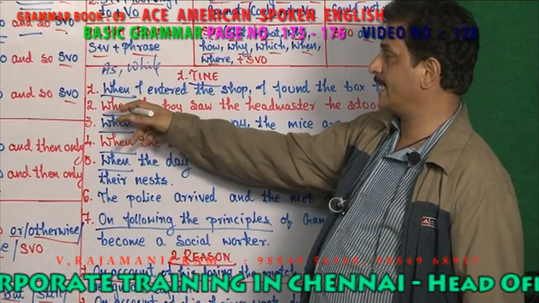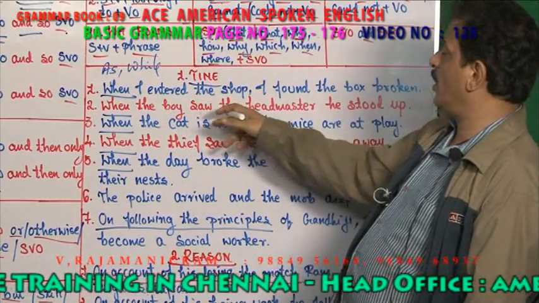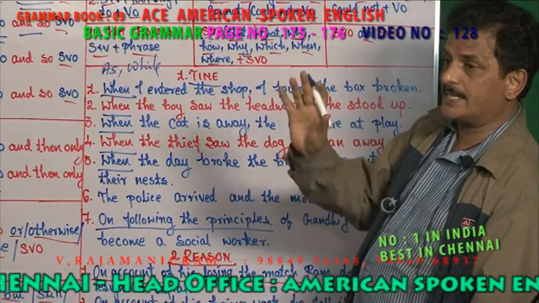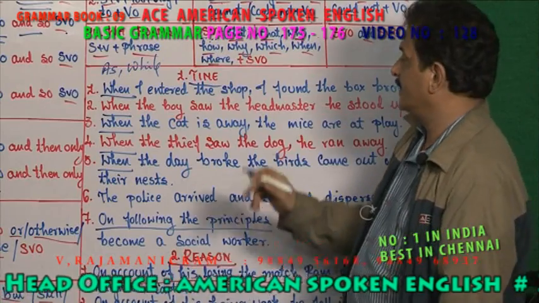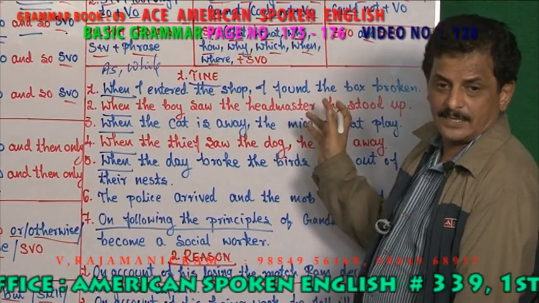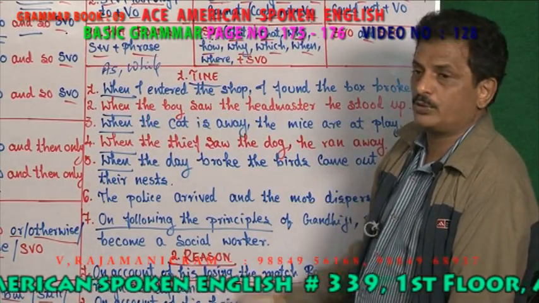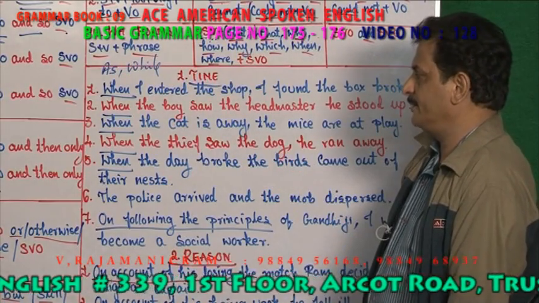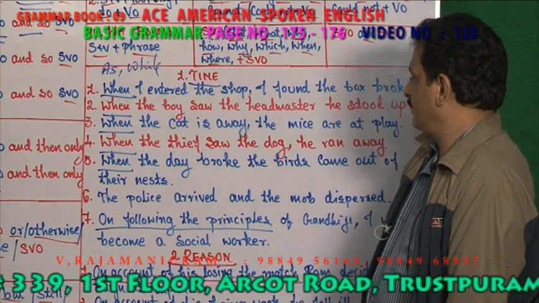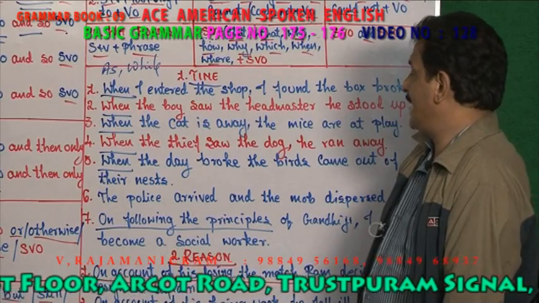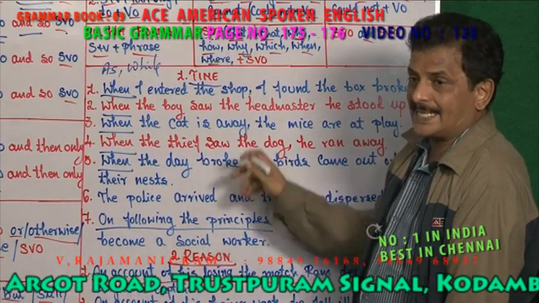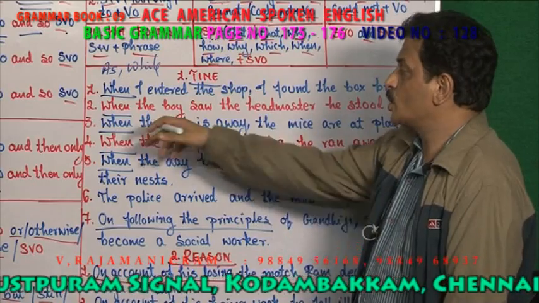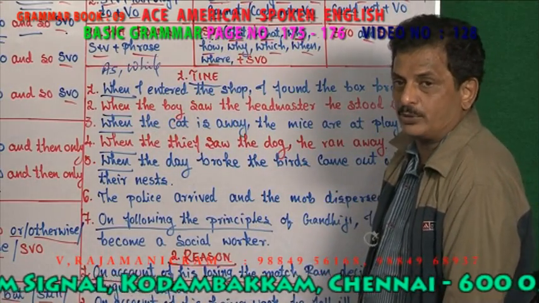Next, read it out, second. When the boy saw the headmaster, he stood up. So simultaneously two things are happening. The boy saw the headmaster, the boy stood up. So you are connecting with when. Next, read it out, third. When the cat is away, the mice are at play. Whenever the cat is out, all the rats start playing. So at a time two things are happening.